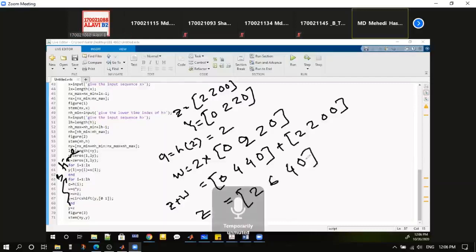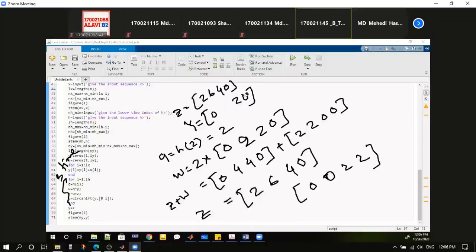Is it okay to all of you? Yes, your z will be replaced by this value. So the value will be 2, 6, 4, 0, isn't it? And now, in the next line, what will be your y? It will be 0, 0, 2, 2, isn't it? So you have to change your y as well.